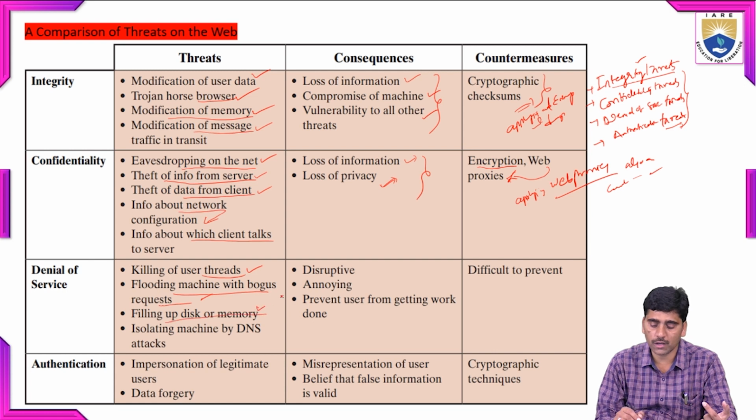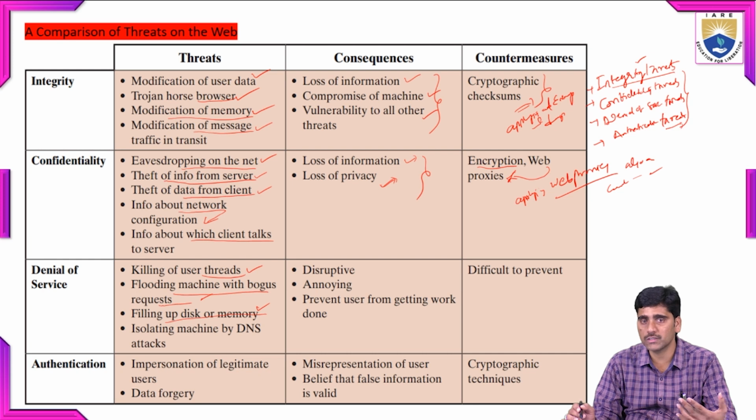And filling up disk or memory. By sending continuous floods to the target system, the target system gets filled up and the memory becomes full. Isolating machines by DNS attacks. Each and every machine gets separated because of DNS spoofing attacks or DNS cache poisoning attacks.